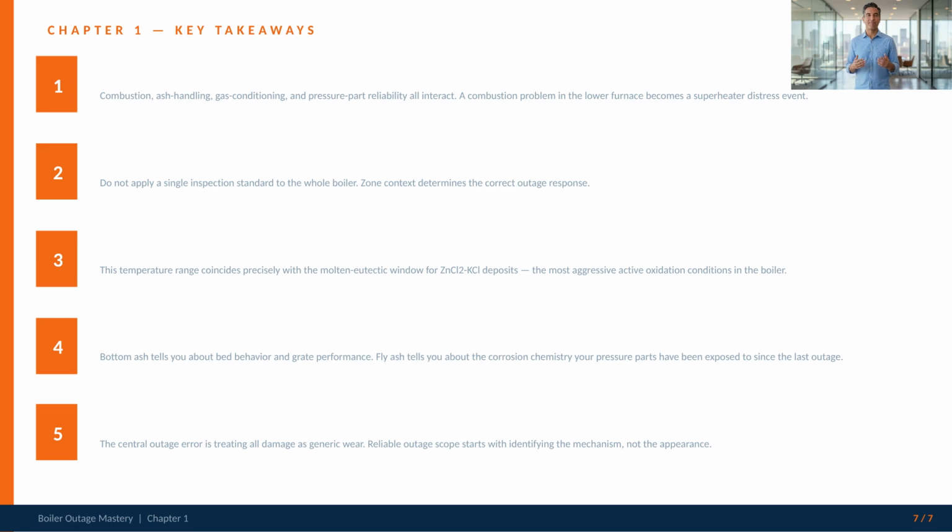Bottom ash tells you about bed behavior and grate performance. Fly ash tells you about the corrosion chemistry your pressure parts have been exposed to since the last outage. Point 5. Mechanism first, scope second, always. The central outage error is treating all damage as generic wear. Reliable outage scope starts with identifying the mechanism, not the appearance. Those are your 5 key takeaways for this chapter.